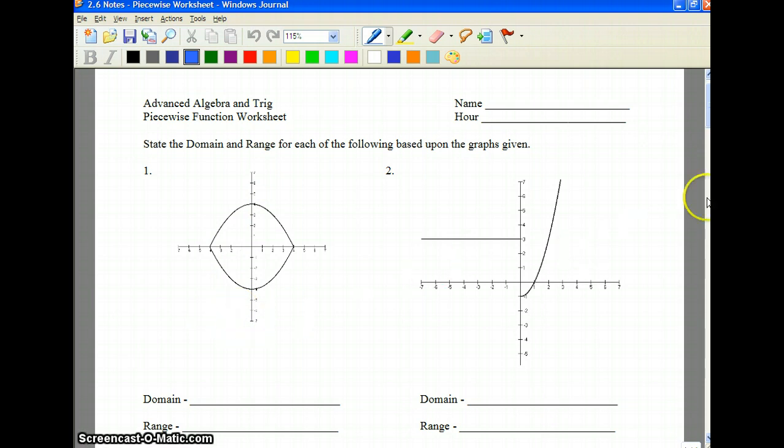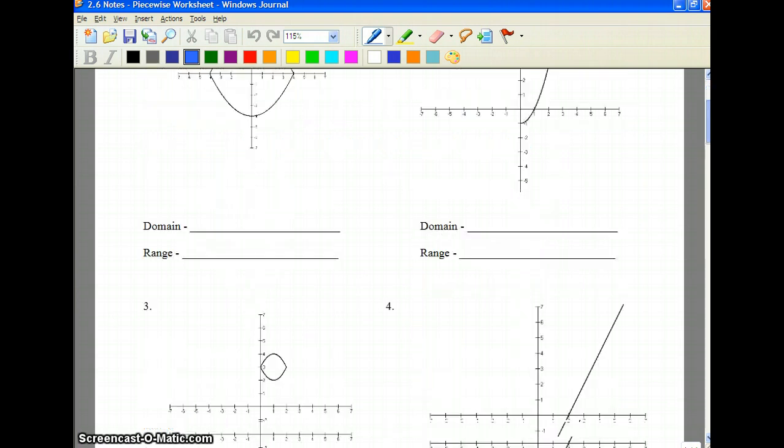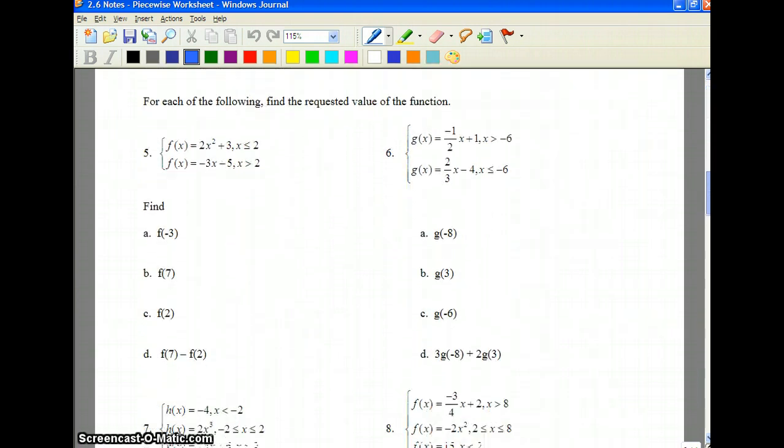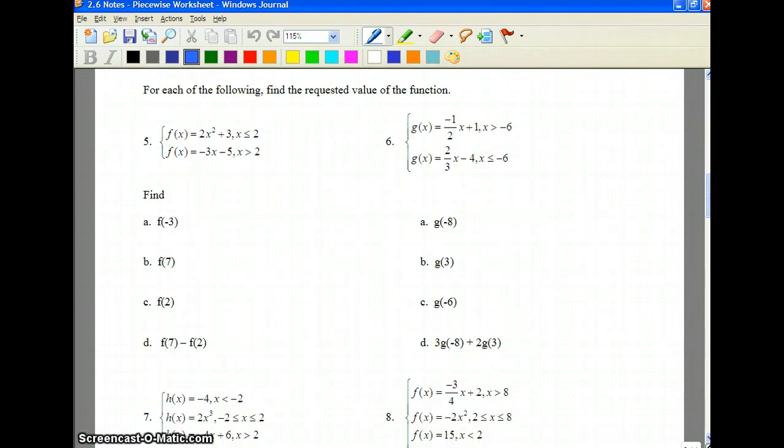Now we're going to do the domain and the range tomorrow, so let's scroll down and get to finding values of a piecewise function. So in number 5, you can see that you've got 2 different equations. This first equation would make one part of the picture, so one piece of the problem. This second equation would make the second piece of the function. So there's 2 separate pictures, and then it's all grouped together as one.